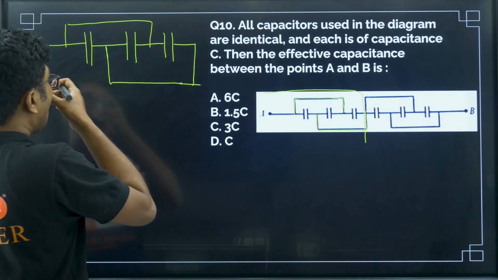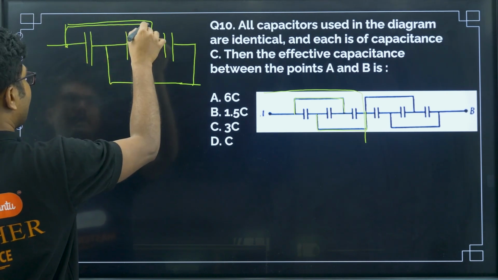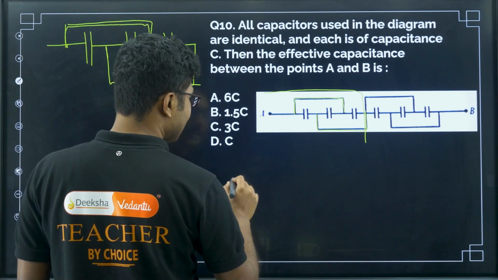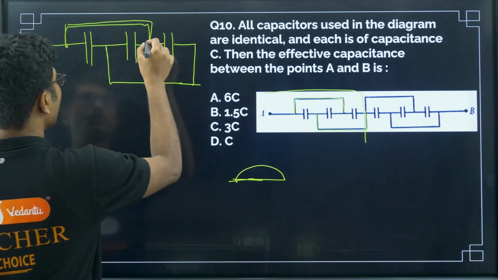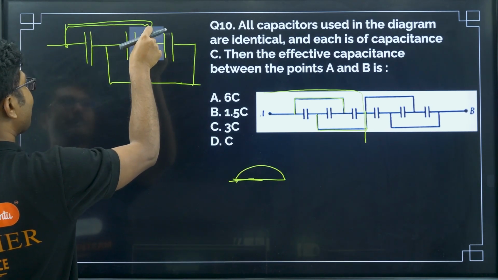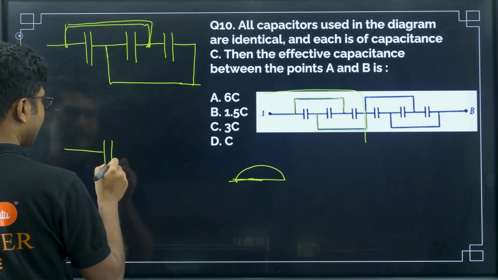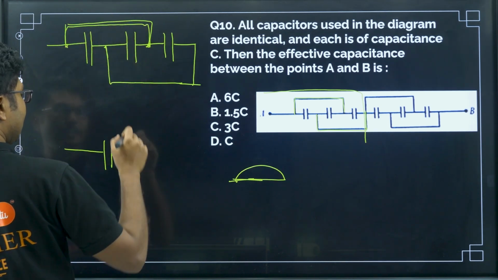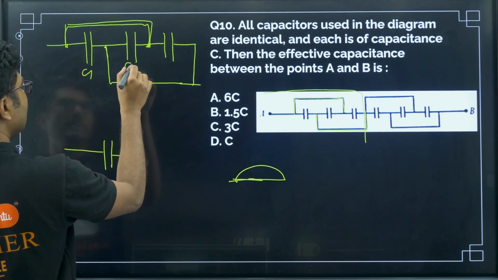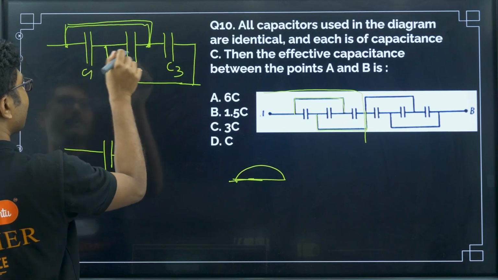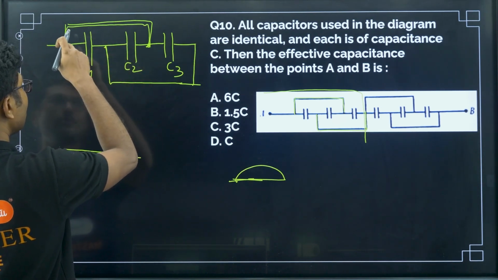Okay, so now if you see, these points are connected using a wire. If 2 points are connected via wire, we can simply connect them together. So we will take this point and connect it. We are first considering only these capacitors, C1, C2, C3. First we are considering only C1 and C2. So these 2 points are pivoted.